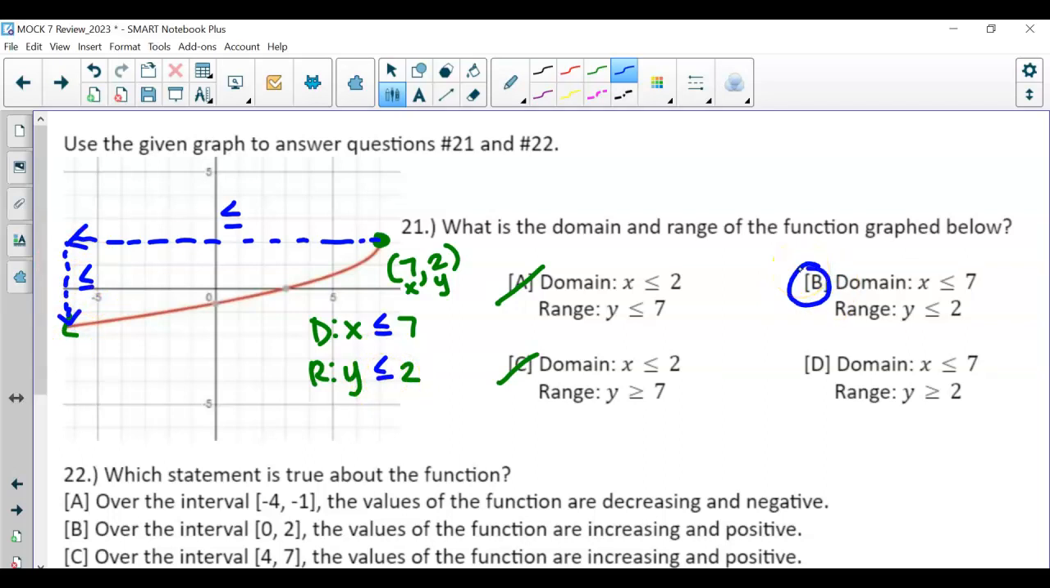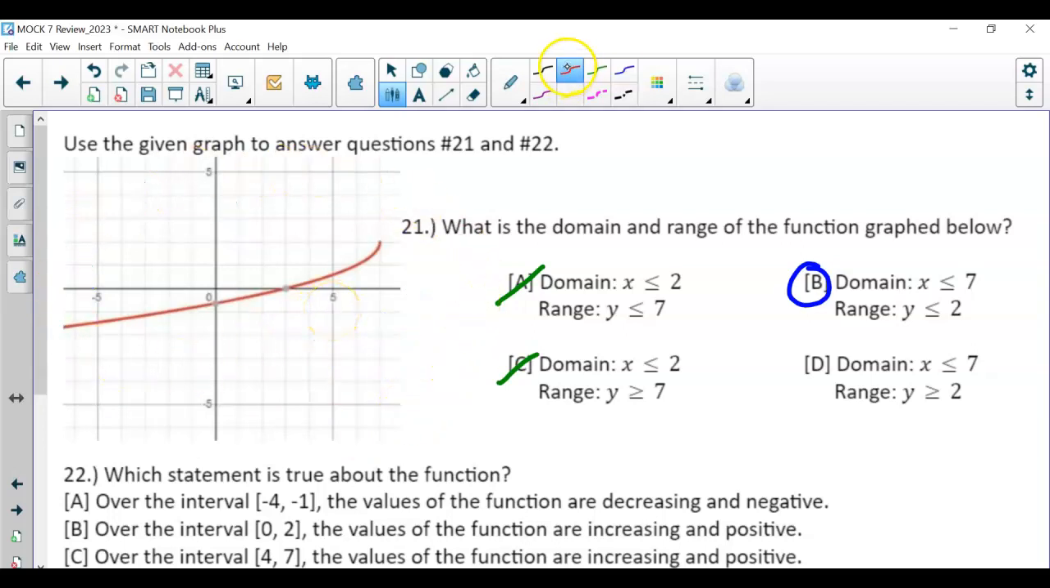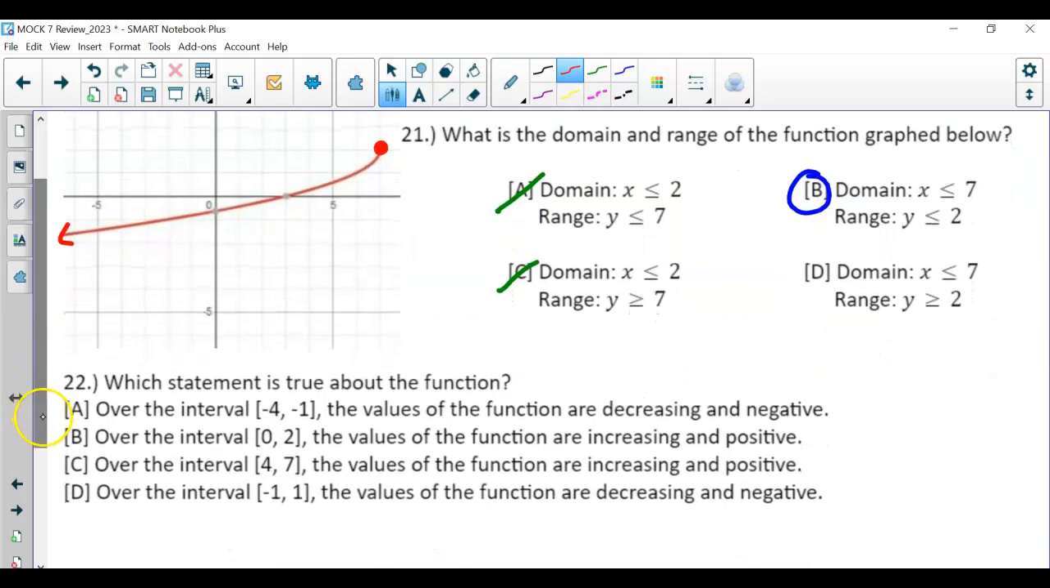Then question number 22 is asking which statement is true. Now we're looking at the intervals, which is the x values. First off, remember that here we always read the graph from left to right. So is the graph increasing or decreasing? Well, notice we are going upward. So all of these values are increasing. So I'm going to mark off A and B because these say decreasing. Now we're down to B or C.